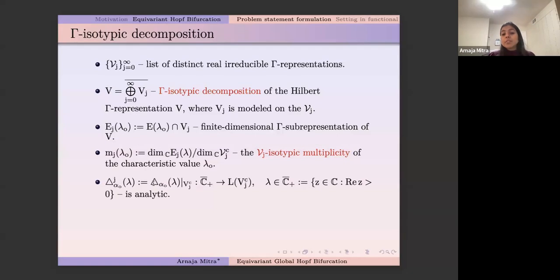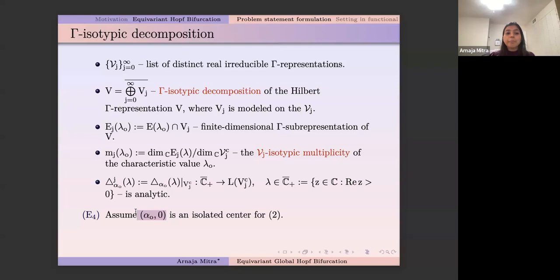And then we take the restriction of our characteristic function on each of the VjC. Here, VjC is just the complexification of Vj. And then we assume that alpha naught 0 is an isolated center. Isolated center means if you take a neighborhood around alpha naught 0, then it contains just alpha naught 0 as a center, no other. And moreover, the center means that when your parameter takes the value alpha naught, there will be the appearance of a purely imaginary eigenvalue. That means the system will undergo a Hopf bifurcation.